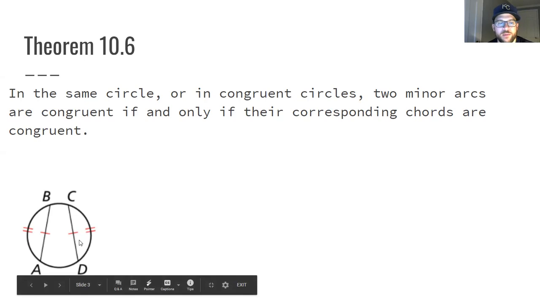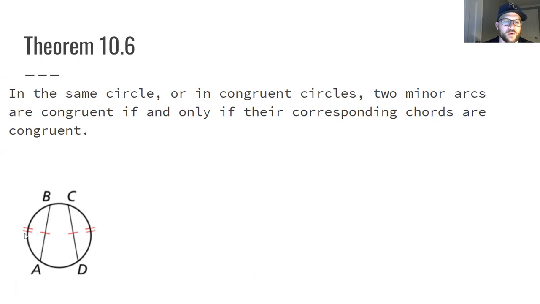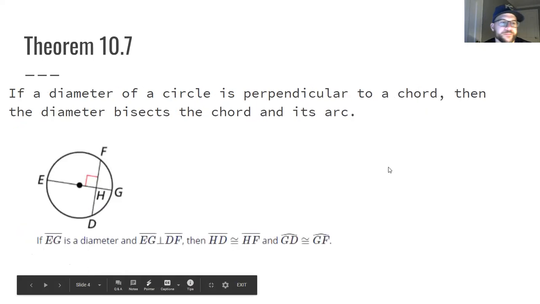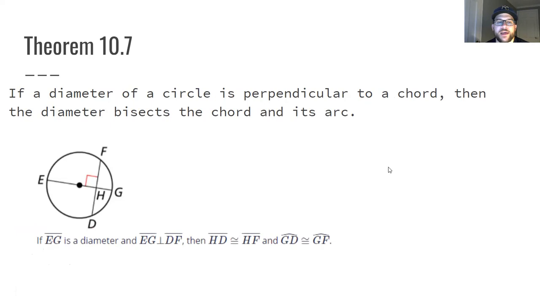So there are two different ABs. One of them is an arc measure and one of them is a chord. If the chords are congruent, then the arc measures are going to be congruent. Depending on the correspondence, if one of these chords is not congruent, then you cannot say that the arc measures are congruent either.